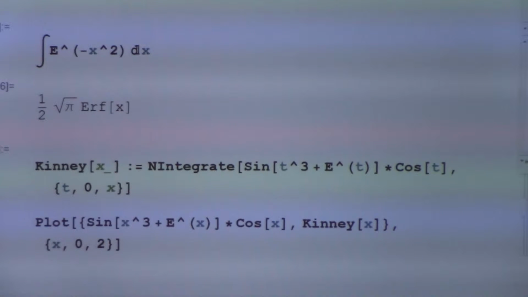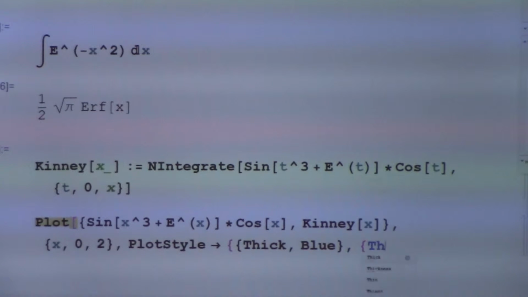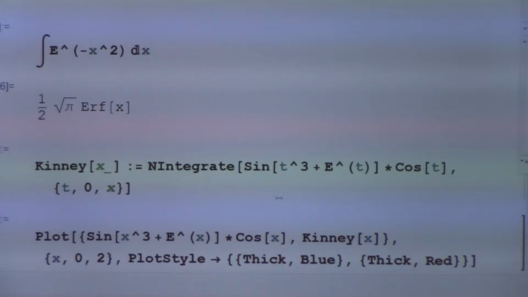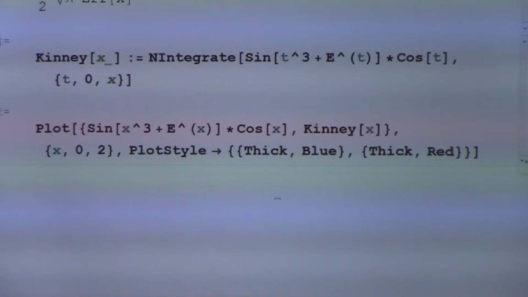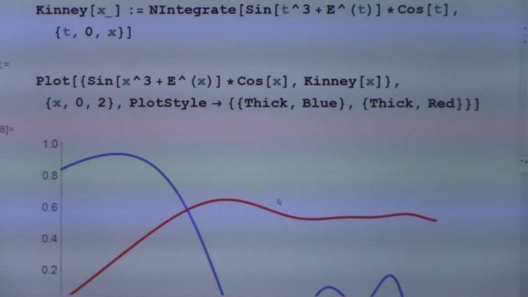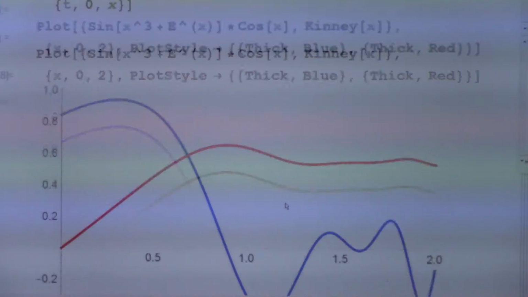I don't know, 0 to 2. We'll make Kinney of x be blue and its derivative be red. Takes a little while because it's doing a lot of numerical integrations to calculate it, but there it is. Kinney of x in red.